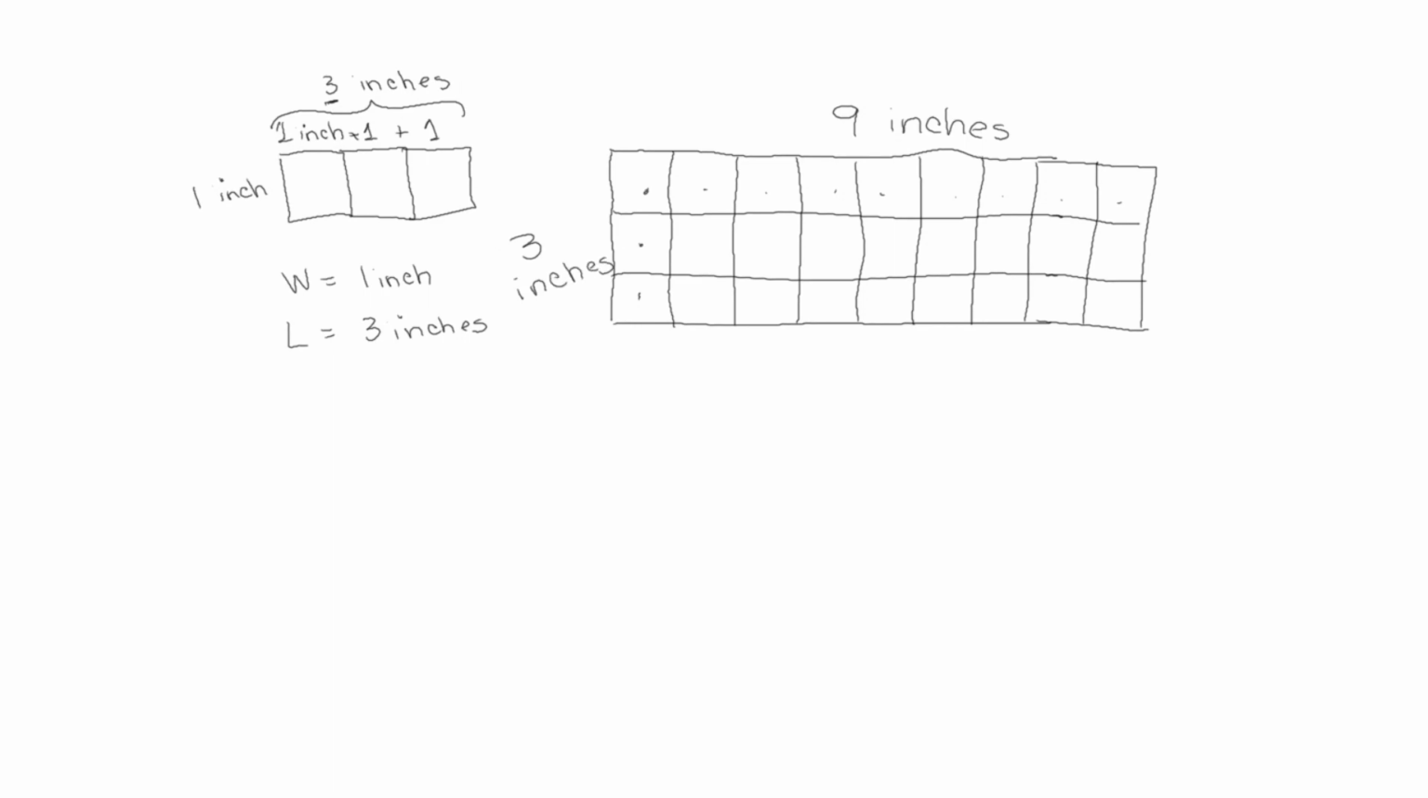So 3 times the length of our first rectangle gives us the length of our second rectangle. 3 times the width of our first rectangle gives us the width of our second rectangle. So for this one now, the width is 3 inches and the length is 9 inches.